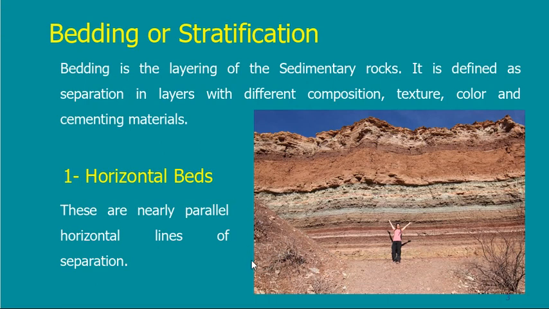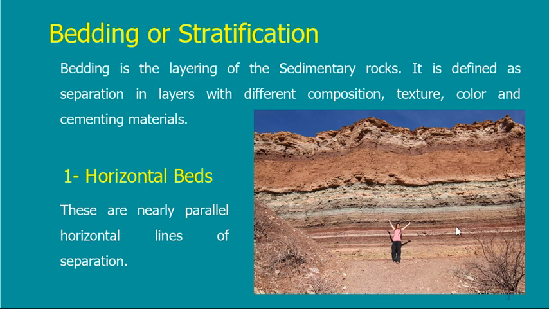Let's start with this. Now we are going to add to your file of geological terms. There is something called bedding or stratification. What is bedding or what is stratification? We know that soil is formed as layers on top of each other. Are all layers the same? No, they are different. So there should be a line of separation between one layer and the layer on top of it. This line of separation is called bedding.